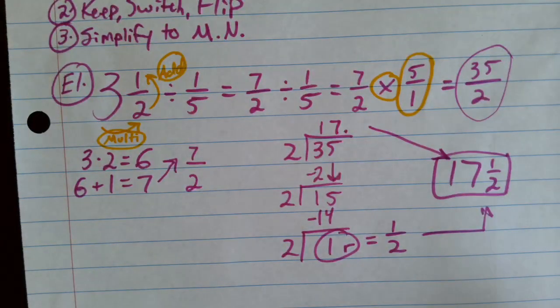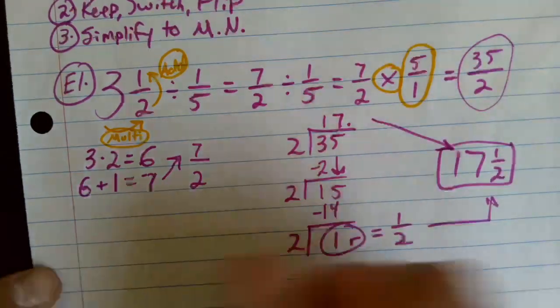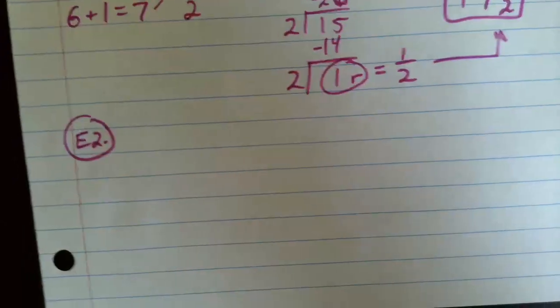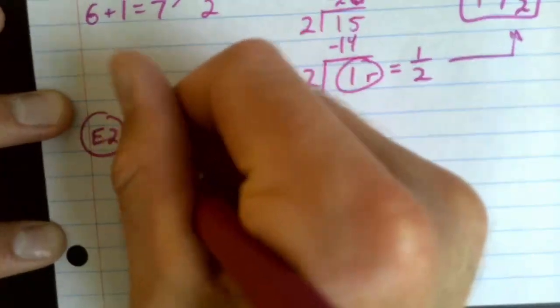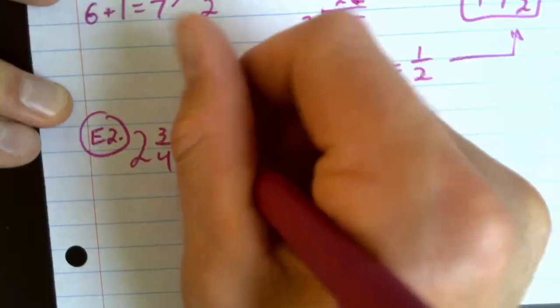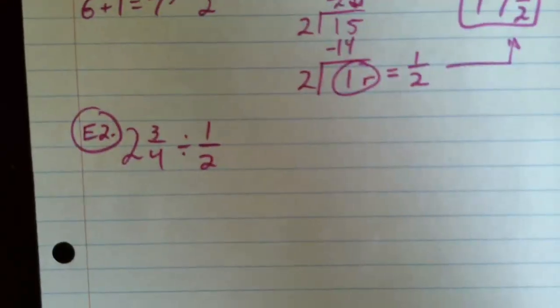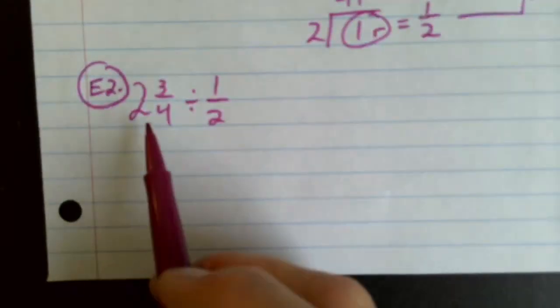Very good. Let's try another one. I'm going to write E2. E2 is 2 3/4 divided by 1/2. All right, so step 1, convert that mixed number to an improper fraction.